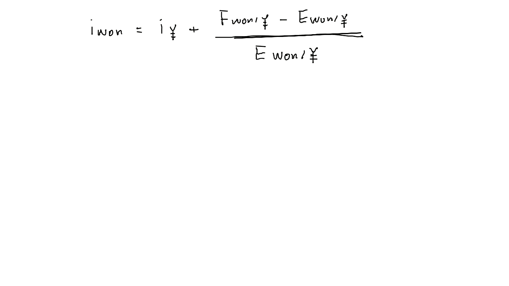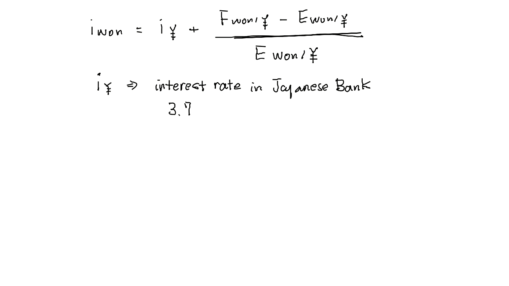Okay, so let's go over. What's the return, the deposit interest rate in the Japanese bank? So interest rate. This is equal to, in the question, 3.75%. Right?